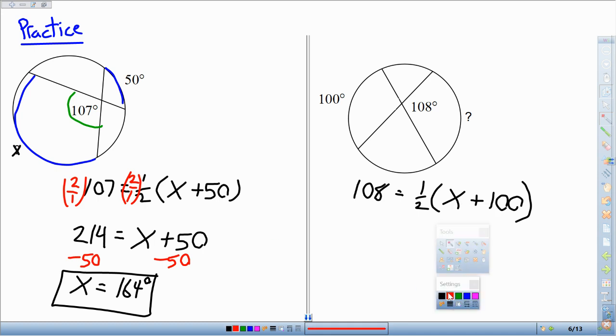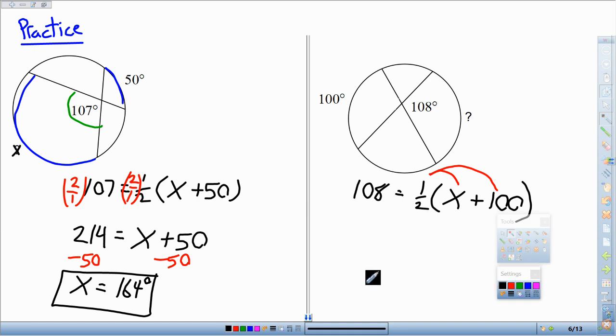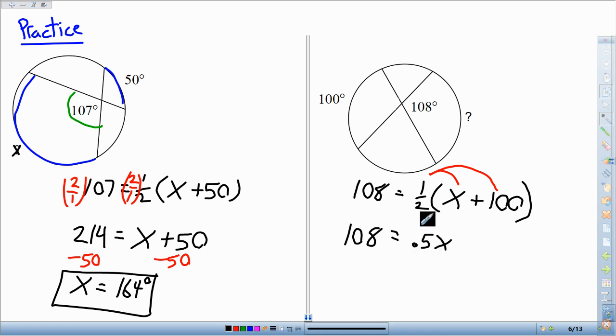Okay, just for the sake of it, on this problem, let's distribute and see if we get the same answer. I'm just doing this because it's another way of getting the right answer. Okay, so I got 108 equals half of x, I would write that as 0.5x, plus half of 100, which would be 50. You can see it's making it a little bit more complicated, but that's okay. I just want to show you that it still works.